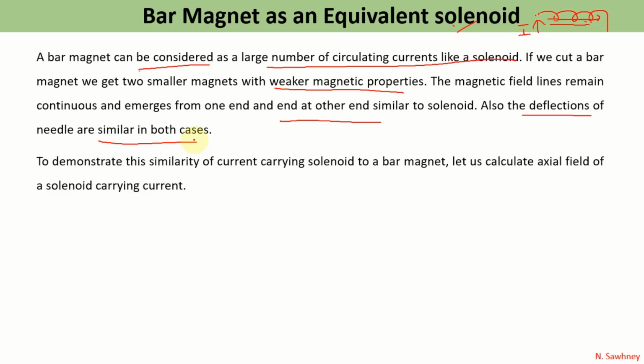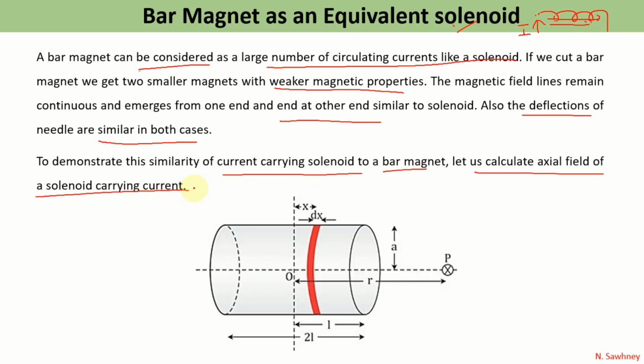So to demonstrate this similarity of a current carrying solenoid to a bar magnet, let us calculate the axial magnetic field of a solenoid. For this, we have considered a solenoid of length 2L, and we will calculate the magnetic field at point P, which is at a distance r from the center of the solenoid.